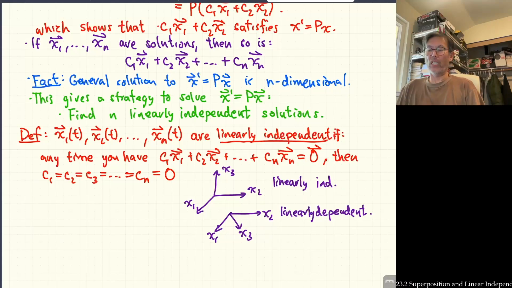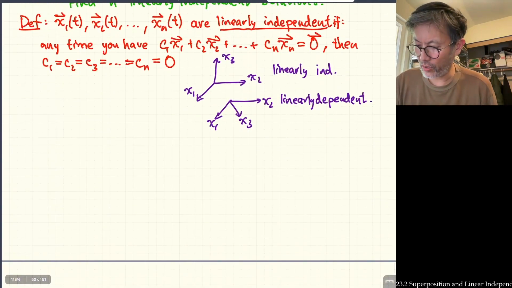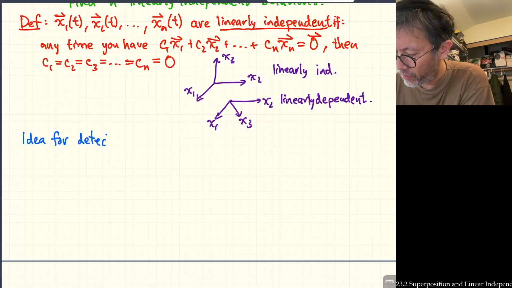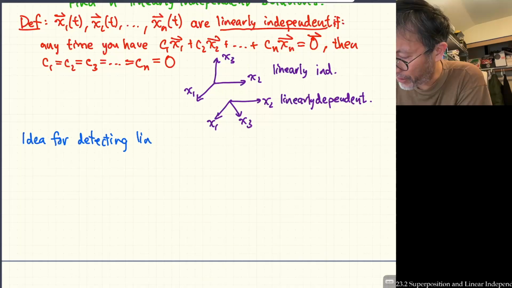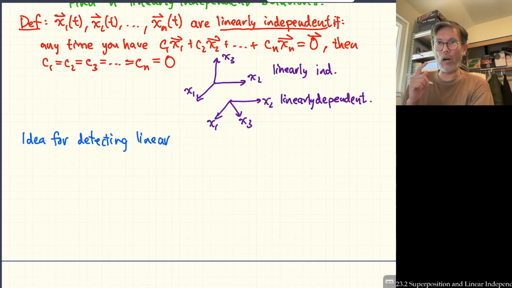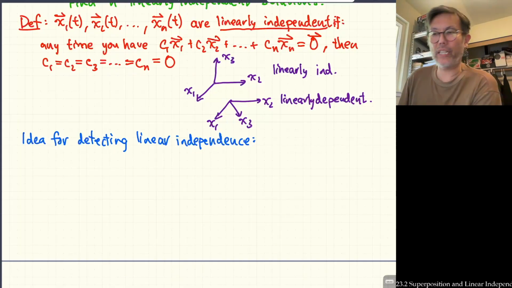Okay? Now, how can we easily detect if something is linearly independent? Here's an idea for detecting linear independence. This is, again, a little bit of a foie gras moment, because I'm not going to fully justify this. You take a linear algebra class to really understand this.